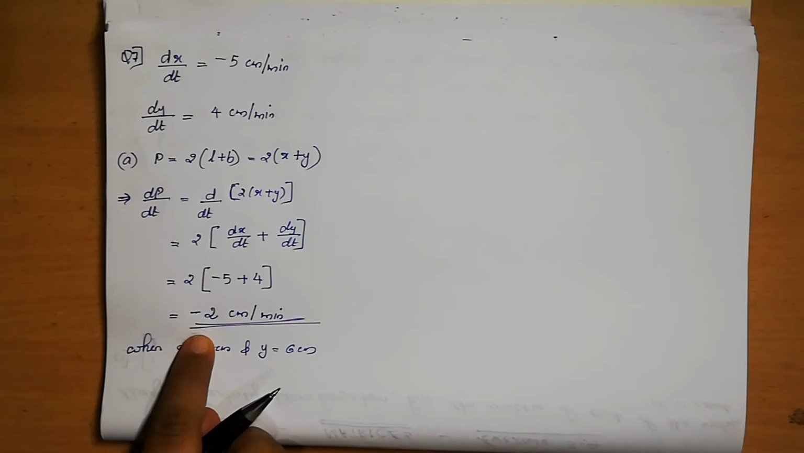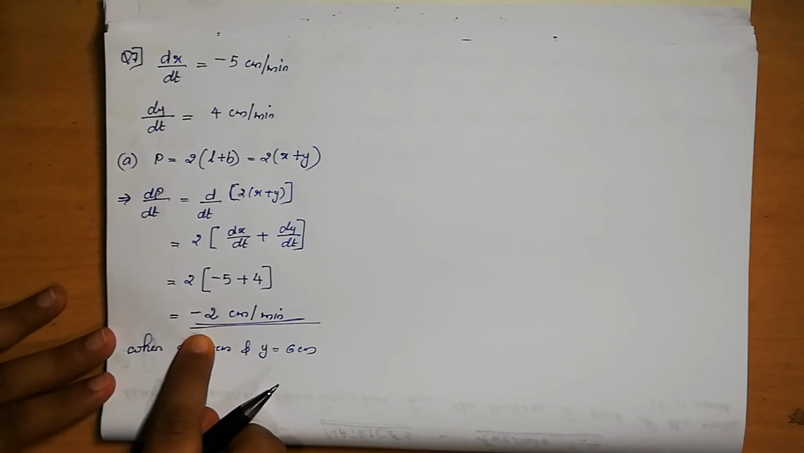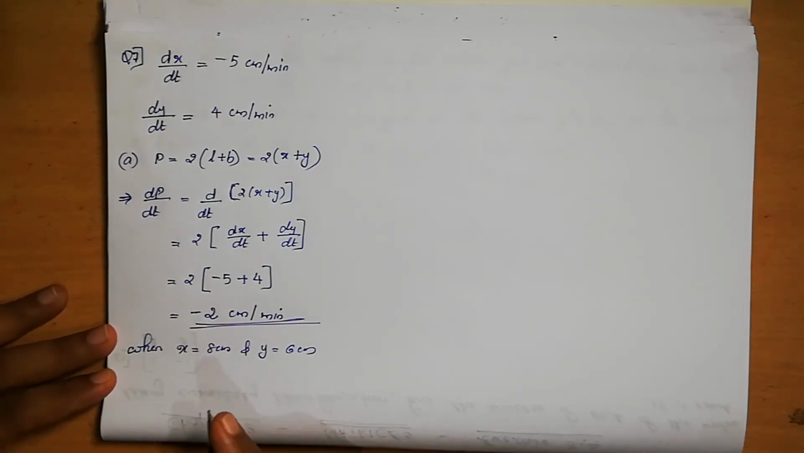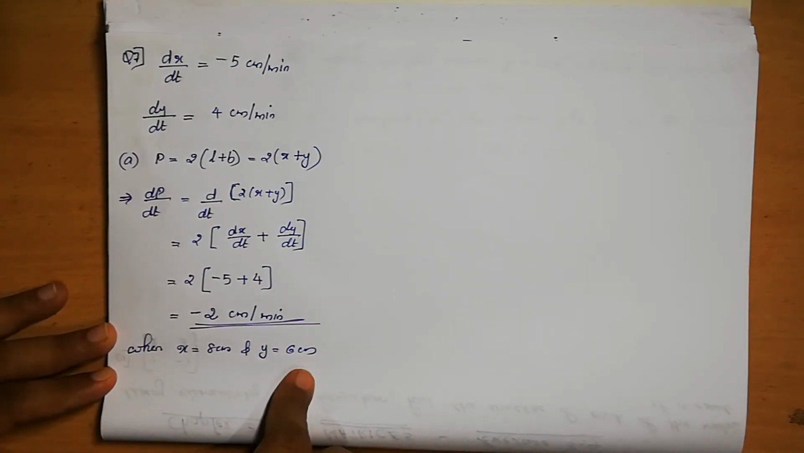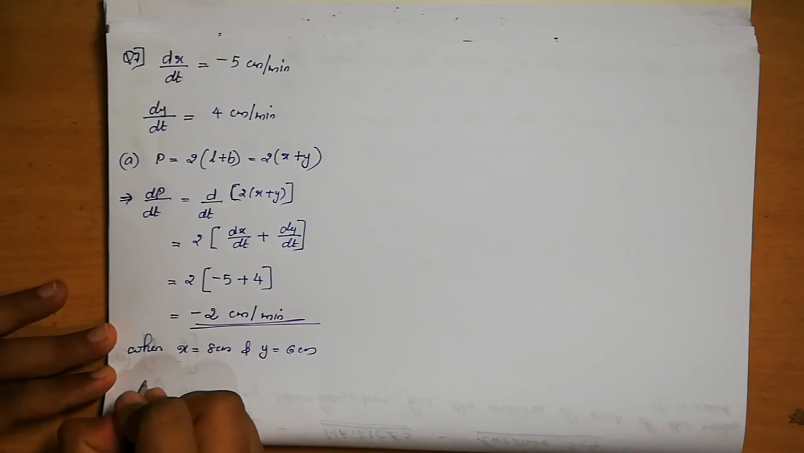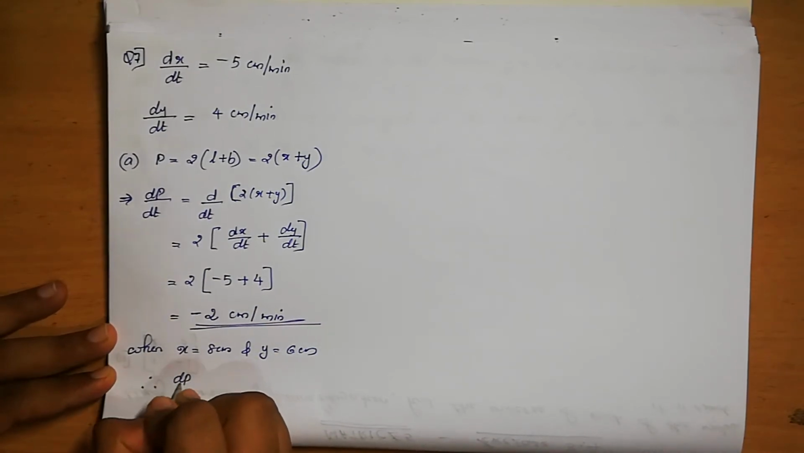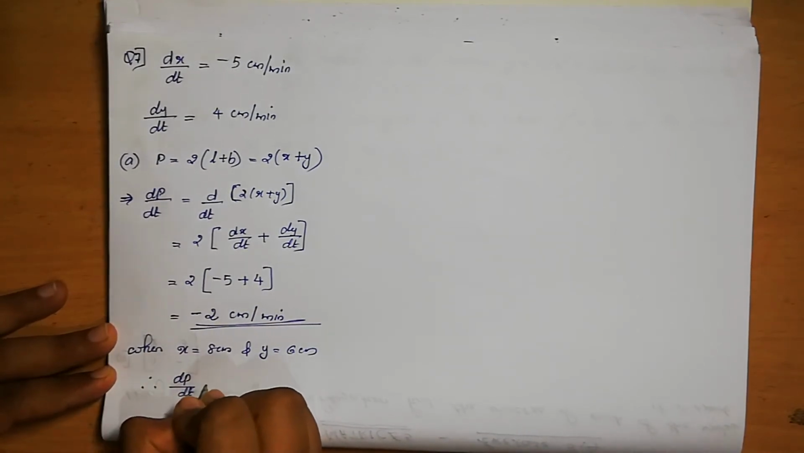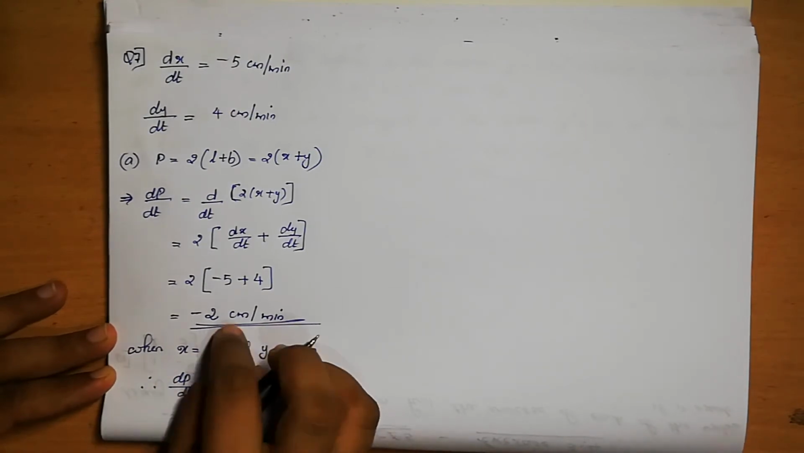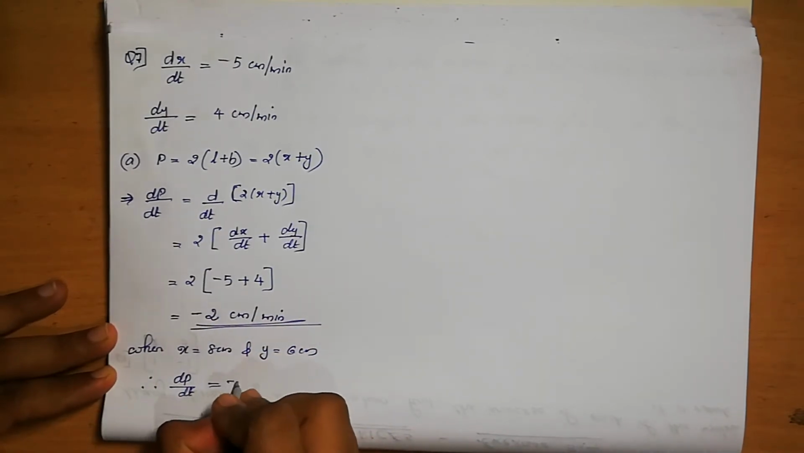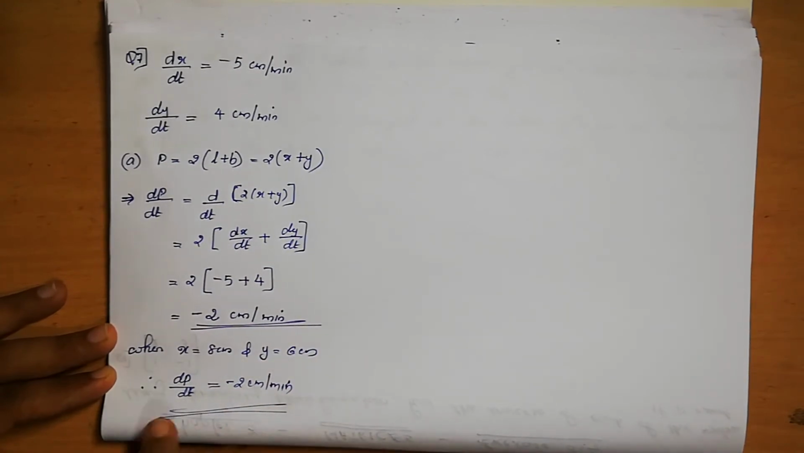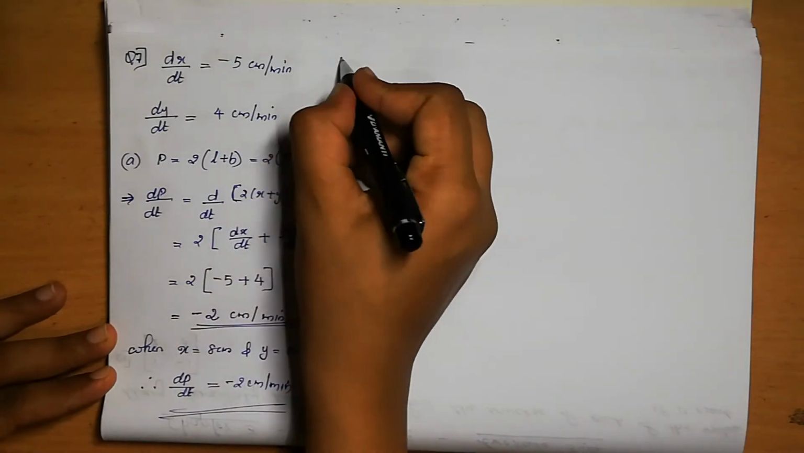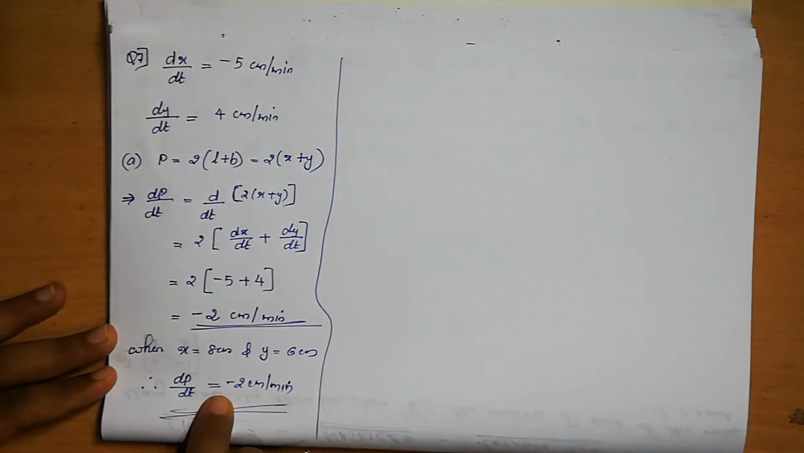So what is the rate of change of perimeter? Same only, minus 2 centimeter per minute is the rate of change. Therefore, when x equal to 8 centimeter and y equal to 6 centimeter, dP by dt, that means the perimeter is decreasing at the rate, here it is minus only, right? That means minus 2 centimeter per minute. So what can we conclude? The perimeter is decreasing at the rate of 2 centimeter per minute. Why are we writing decreasing? Because of this minus symbol.